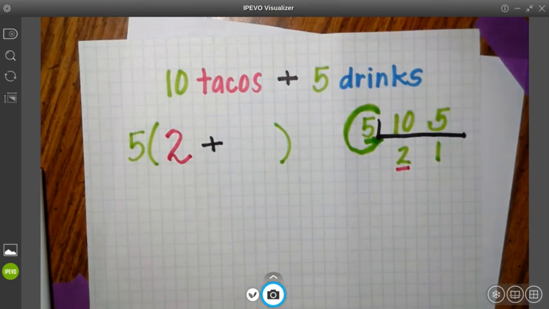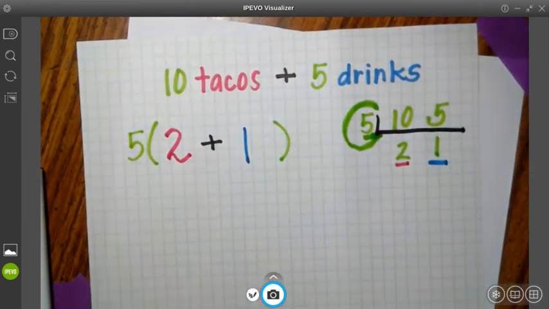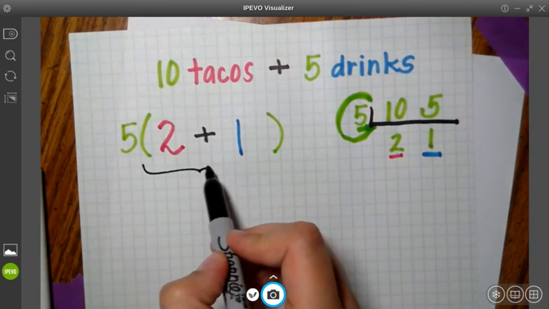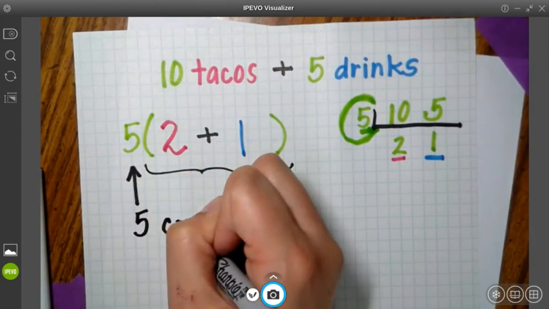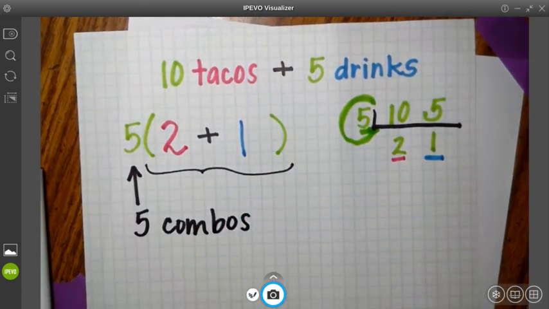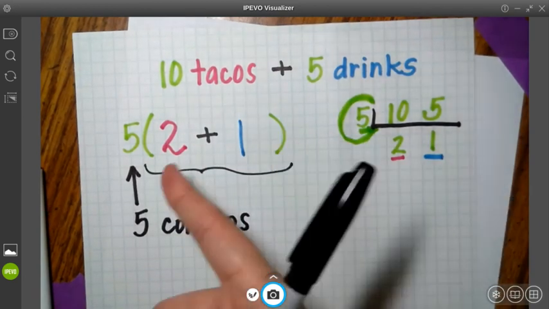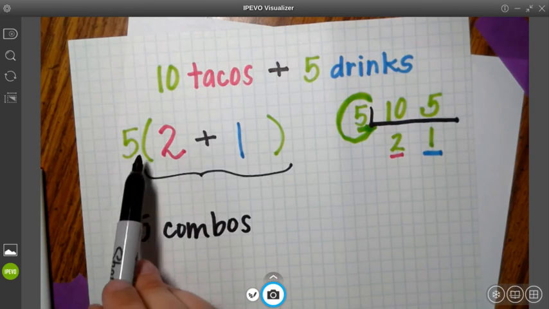Well, find my blue marker here. 5 times 1 is 5. So that means that one meal was 2 tacos and 1 drink, and we had 5 combos. It's like undoing what we did yesterday. I'm taking my 2 numbers, finding a common factor, and then rewriting it as a product of 2 things. So 5 times 2 plus 1.